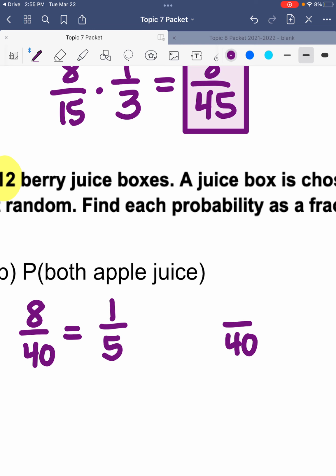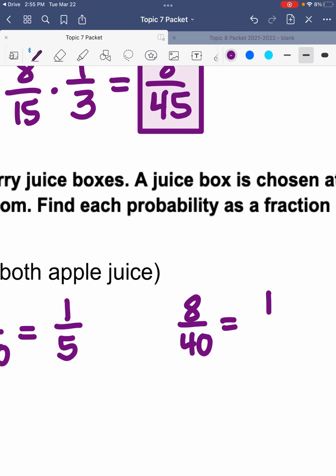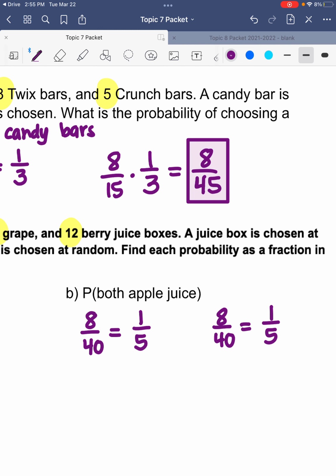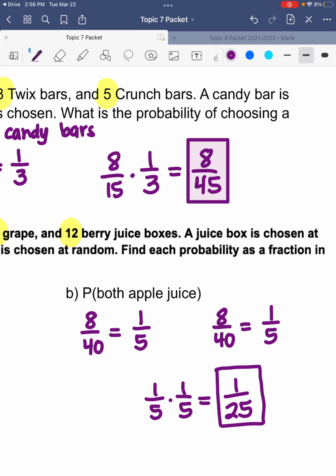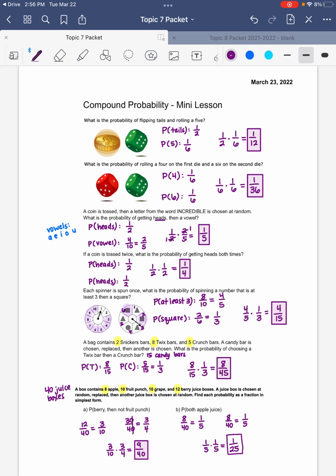Now that juice box is replaced, so we still have 40 juice boxes. We want to know the probability of choosing apple again. So there's 8 apples. So 8/40. We know that reduces to 1/5. So I'm now going to multiply my two probabilities together. 1/5 times 1/5. Does anything reduce? Nope. So I'm just going to multiply across. 1 times 1 is 1, and 5 times 5 is 25. So the probability of both events happening is 1/25. That is the end of our mini lesson on compound probability.